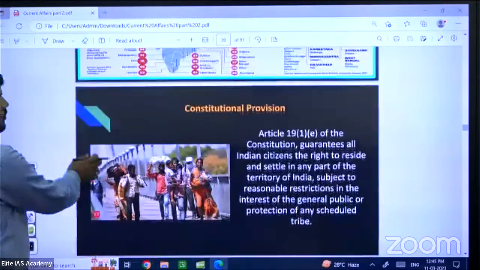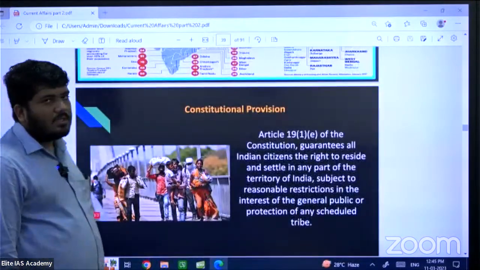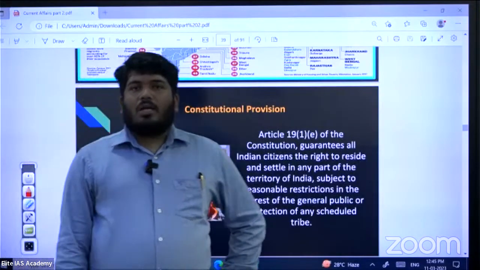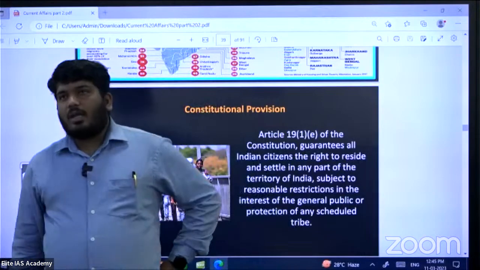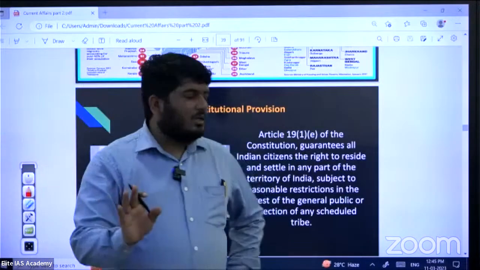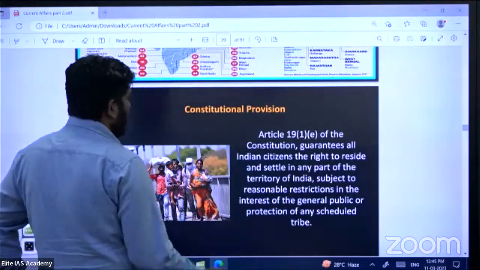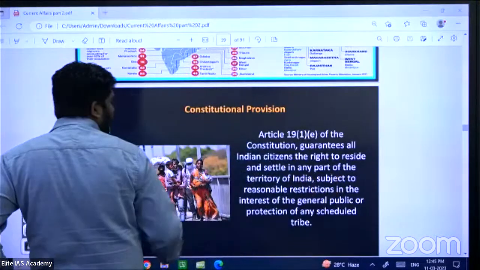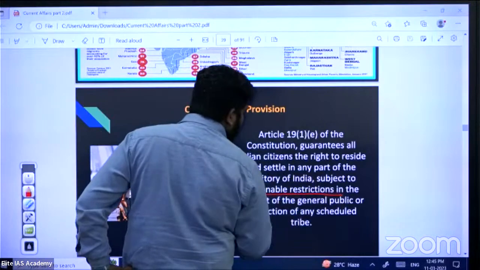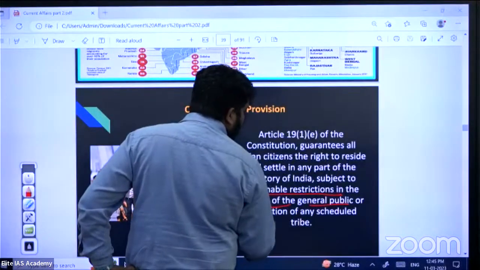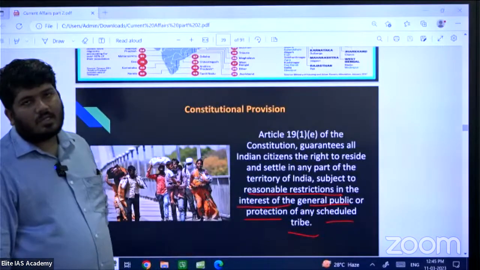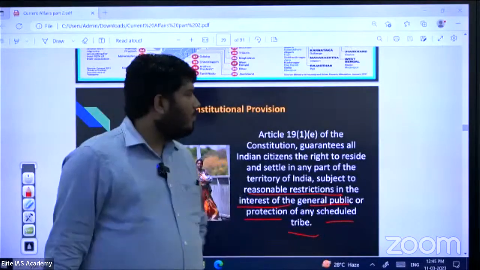Now about constitutional provisions. What does the Constitution say in this? According to Article 19(1), anyone can reside in any place in India. There is no bar from the Constitution's side. It is written that one can settle in any part of the territory, with reasonable restrictions in the interest of the general public or of any scheduled tribe. So in tribal areas, some restriction is there. Otherwise you can settle in any part of India.